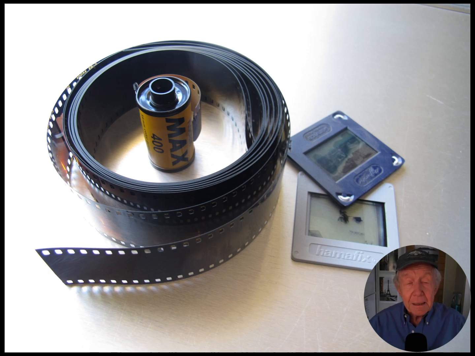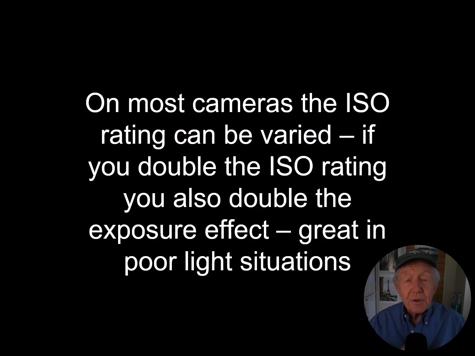With modern day digital cameras, it's fantastic. We can do the same, but without doing anything, just with a twiddle of a knob, and you can vary it. And you can vary the ISO, because if you double the ISO rating, you will double the exposure effect, which is really helpful in poor light situations. So let's have a closer look.